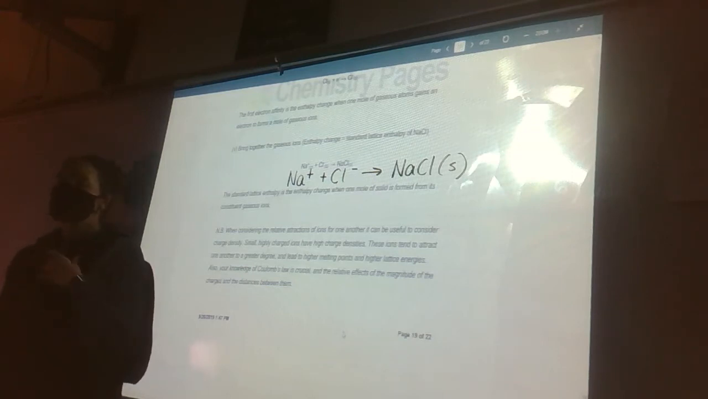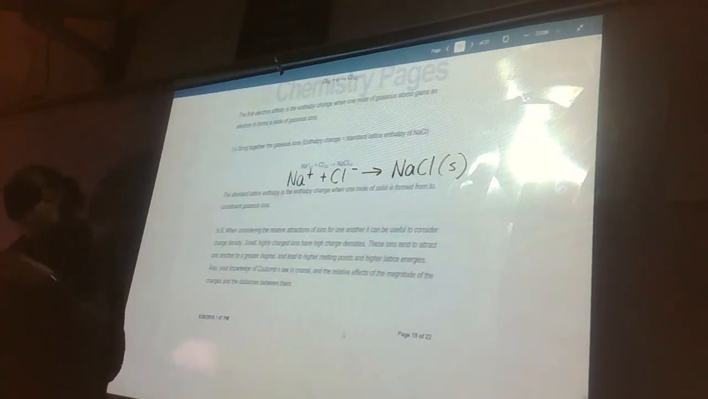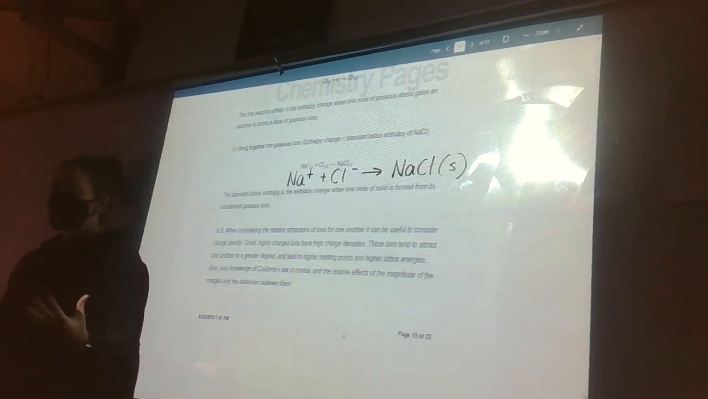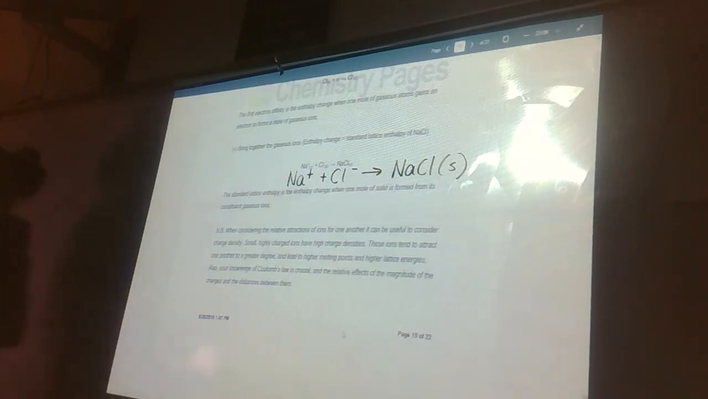In terms of questions that they'll ask you on the test about this, it will be things like, you know, you have to go from sodium solid to sodium gas. Just understanding that there are little tiny parts that have to happen first. They're not going to ask you to do the whole cycle or anything like that.